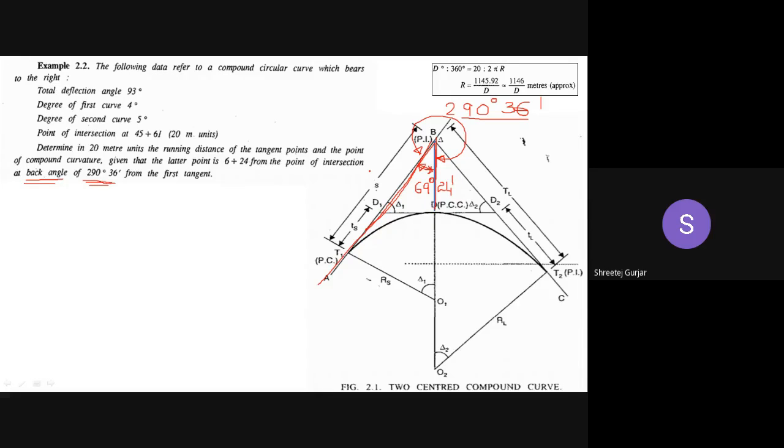So this is the problem statement which we read in the previous class, and I have explained it to you. Now let us get into the solution. What do we have to find out? The chainages: the chainage of T1, the chainage of D, and the chainage of T2.